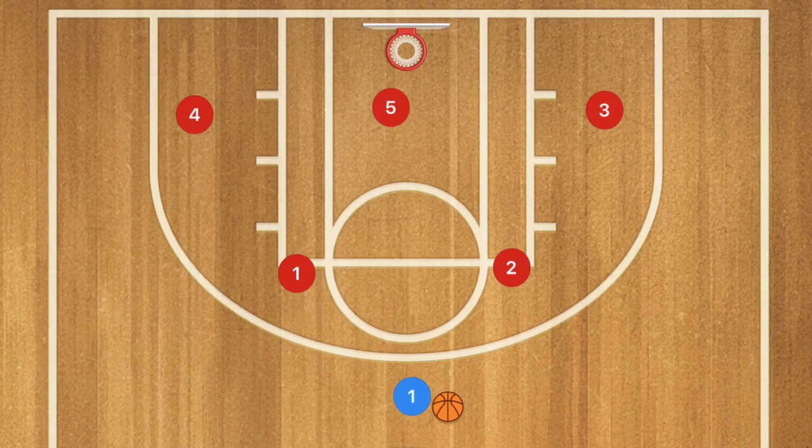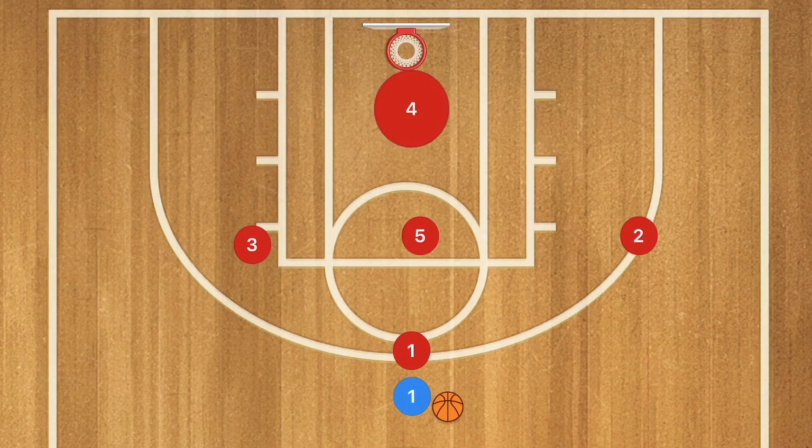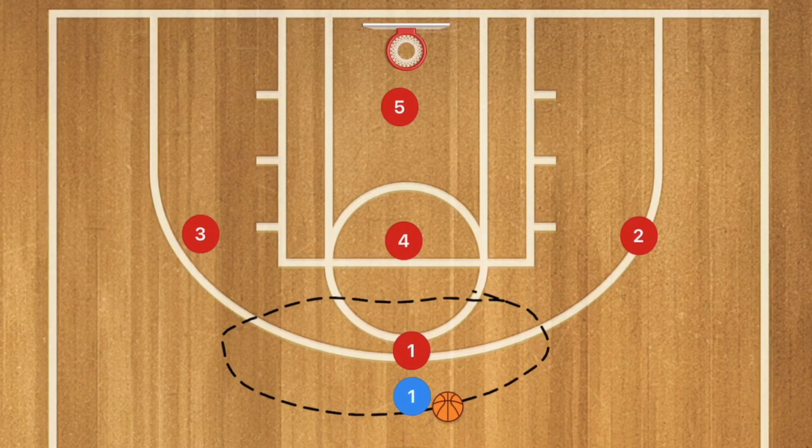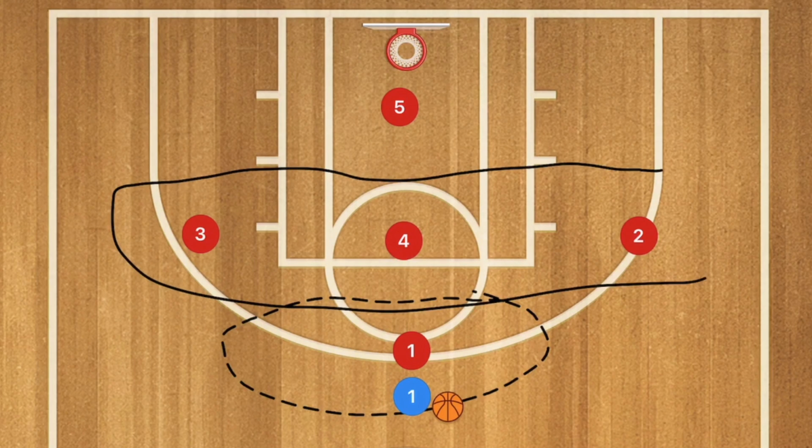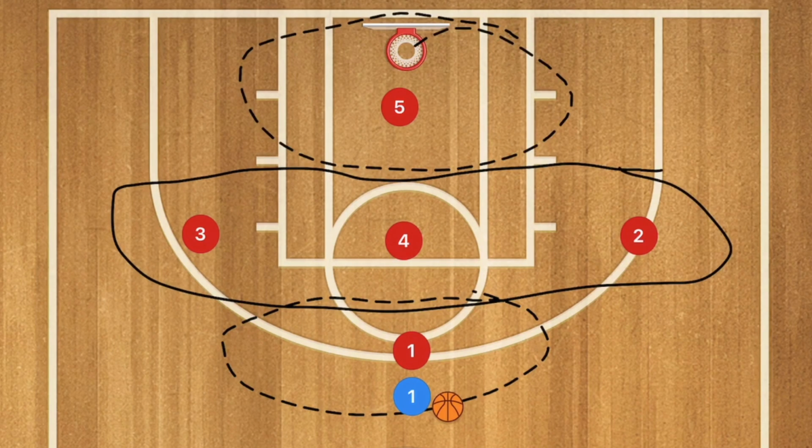So for example, a 1-3-1, the defense would look like this, either like this, or you will have these two switched, depending on the coach, depending on the team. And the reason why it gets its name is because there's player 1 up top, there's 3 players in the middle, and then there's 1 more player in the low block area. So this would be a 1-3-1.